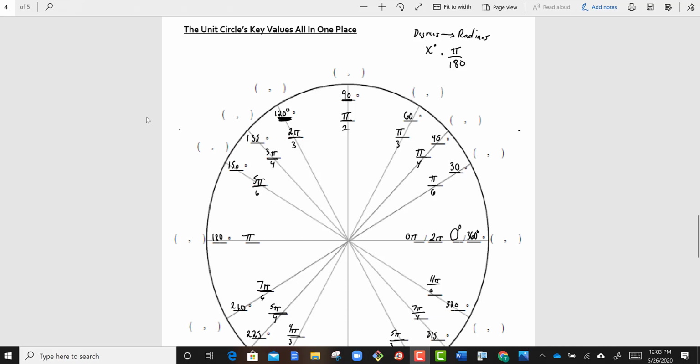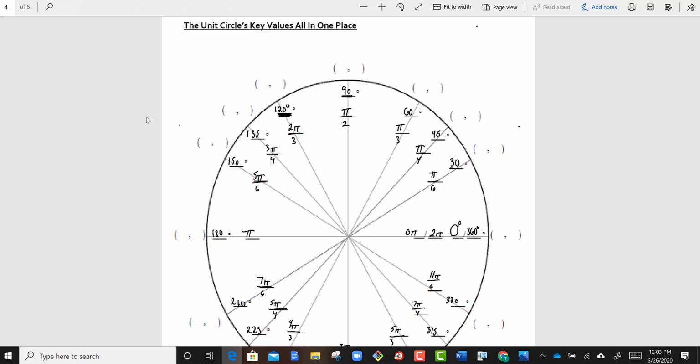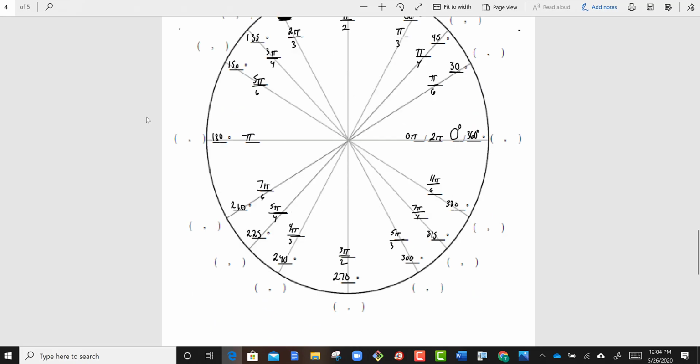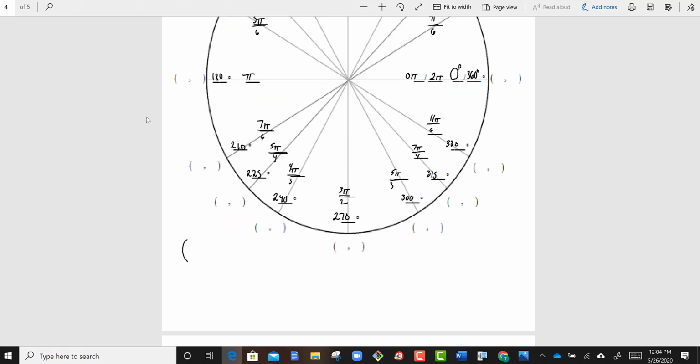Okay, finally we're going to do the ordered pairs. Couple of things. First off, keep in mind that the x and y coordinates change signs, obviously, depending on what quadrant we're in. So in quadrant number 1, the x and the y are both positive. In quadrant number 2, the x is negative, the y coordinate is positive. Quadrant 3, both the x and y are negative. In quadrant 4, the x is positive, but the y is negative.